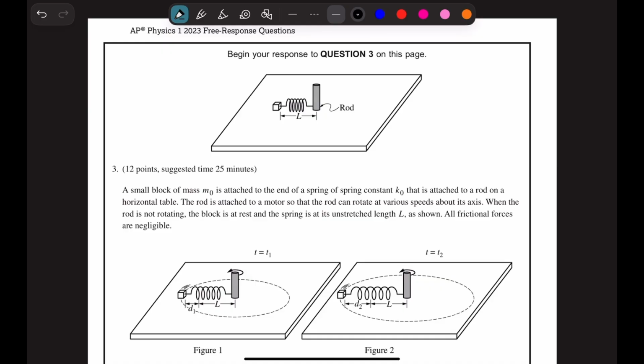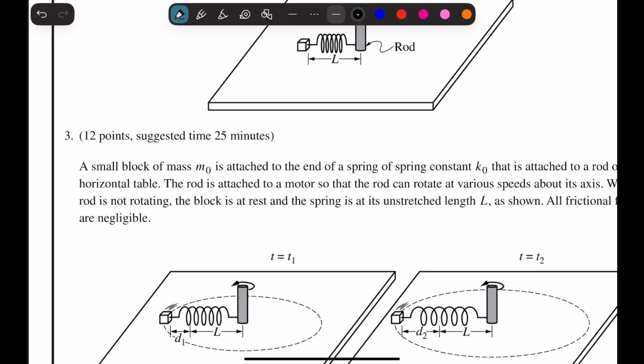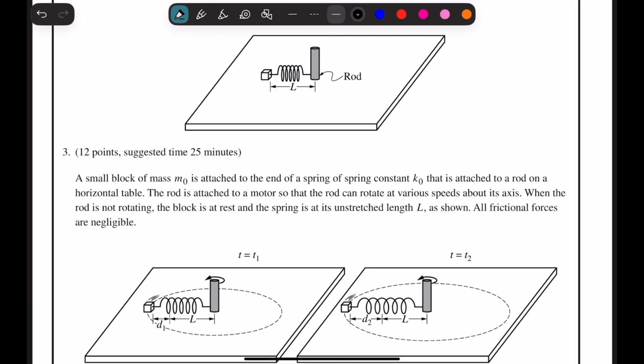Now for this, a small block of mass m initial is attached to the end of a spring of constant k initial that is attached to a rod on a horizontal table. The rod is attached to a motor so that the rod can rotate at various speeds about its axis. When the rod is not rotating, the block is at rest and the spring is at its unstretched length L, as shown. All frictional forces are negligible.